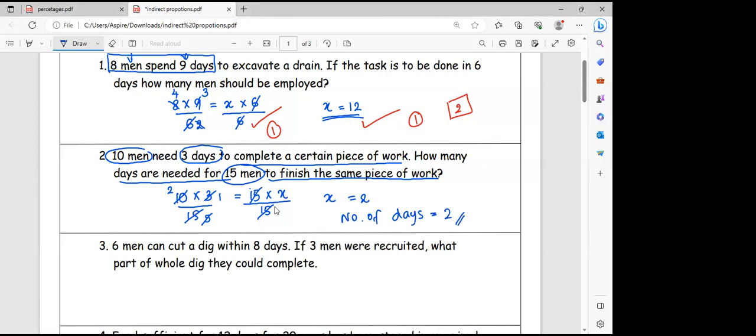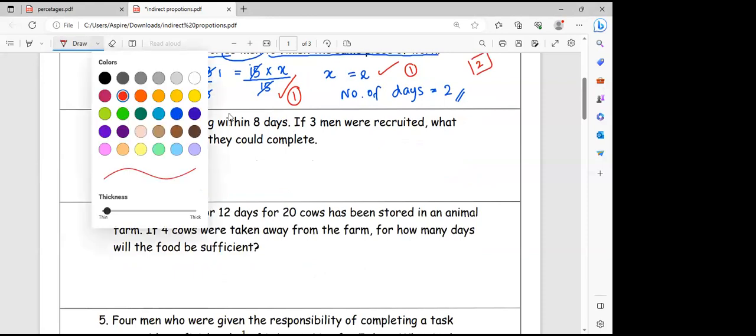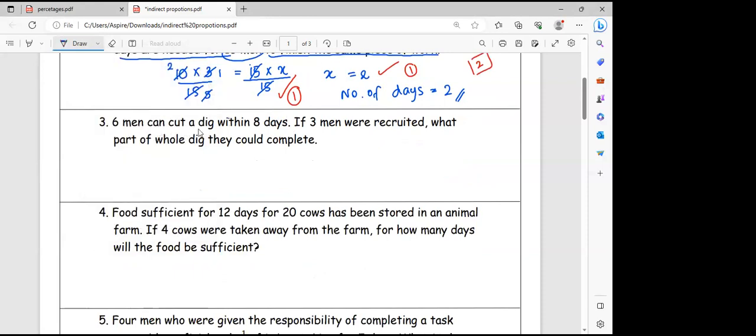Then here also for the calculation 1 mark, for the answer 1 mark, altogether 2 marks given. Okay. Six men can cut a dig within 8 days. Okay. මිනිස්සු 6 දෙනෙක්ට වලක් කපන්න පුළුවන්ලු දවස් 8කින්. හරිද? That means number of men and number of days are given.